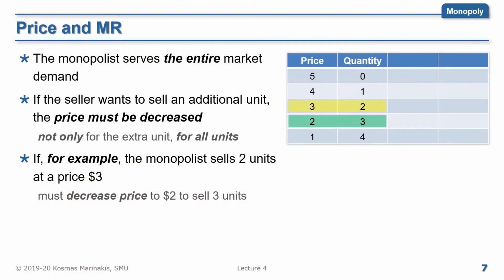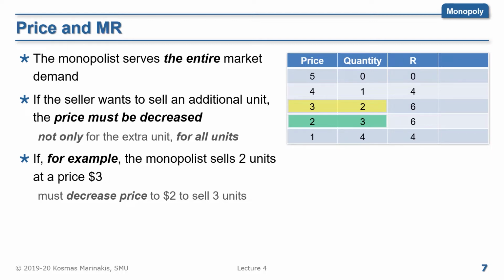Let's see what happens with the revenue. We can calculate the revenue for every cell of this matrix. For the first line, the revenue will be 5 times 0, because you sell 0 units at a $5 price, so this gives you 0 revenue. 1 times 4 is $4 revenue, 2 times 3 is $6 revenue, 3 times 2 is again $6 revenue, and 4 times 1 is again $4 revenue.